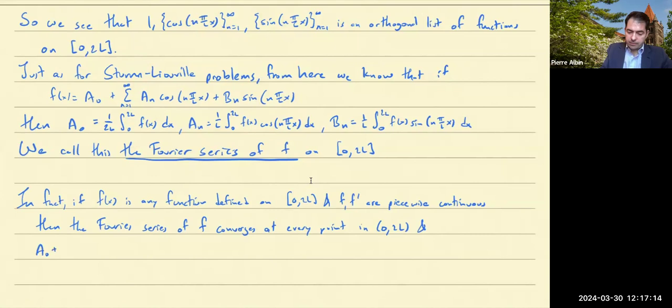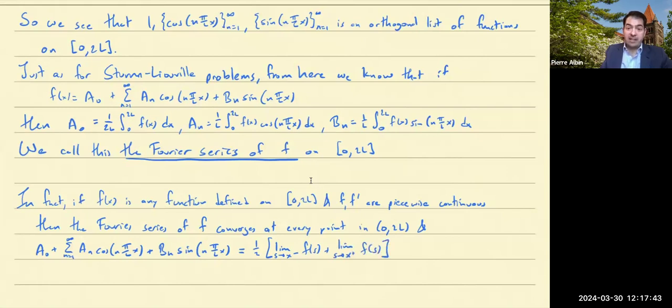and if you write down this series, which we've just said converges, then what it converges to is the average of the limits from the left and from the right of the function f at the particular point you're looking at. So if you're looking at a point where f is continuous, then the Fourier series converges to the value f of x.